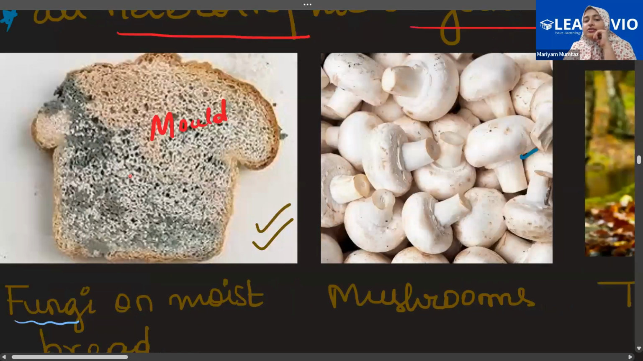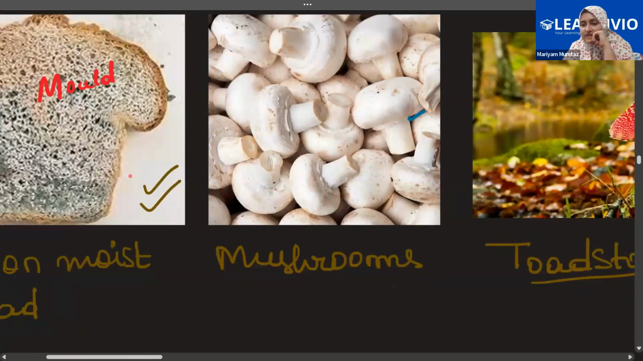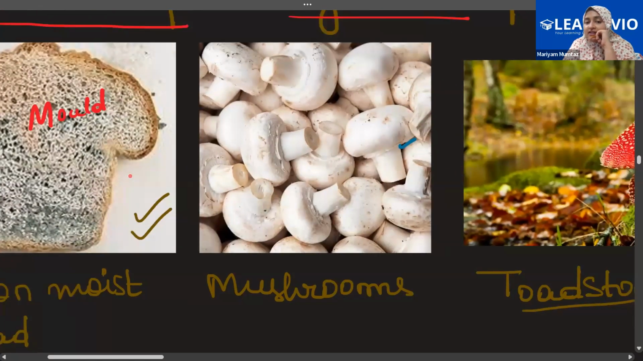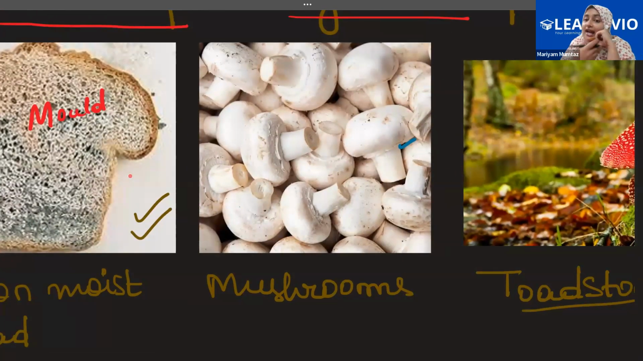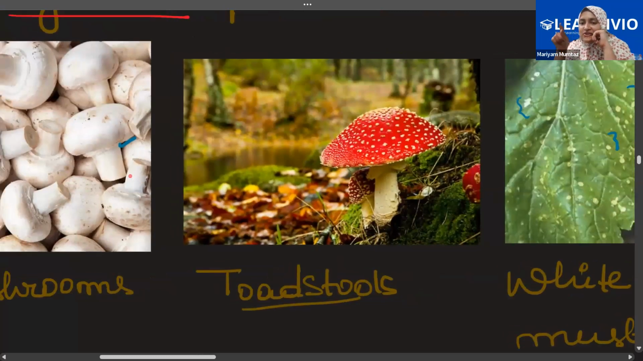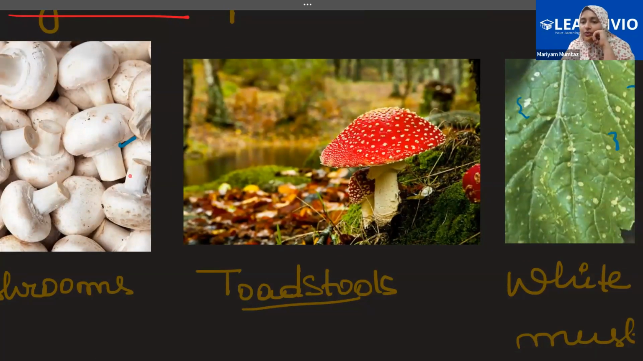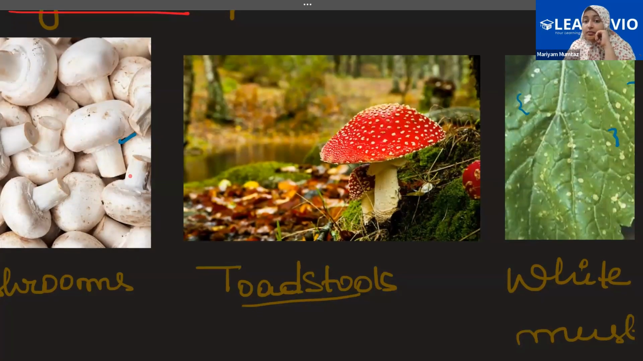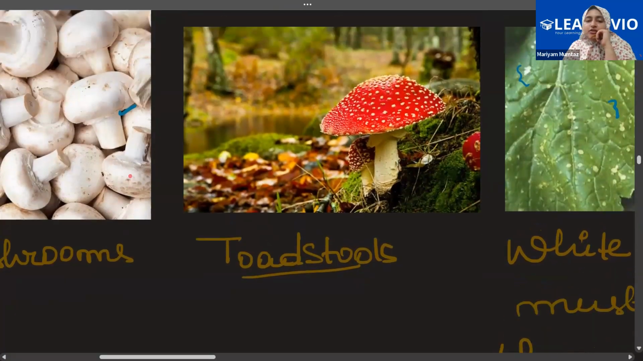Now, the second is mushrooms. Like many of us eat mushrooms, right? And those mushrooms are nothing but fungi only. These are the edible fungi that we eat. Now, you might have seen this also. It is there in the WhatsApp emoji also, and in the cartoons also, they show mushroom like this. Now, all the mushrooms that are beautiful, that are red in color, they are poisonous. Yes, so these are the most poisonous mushrooms.